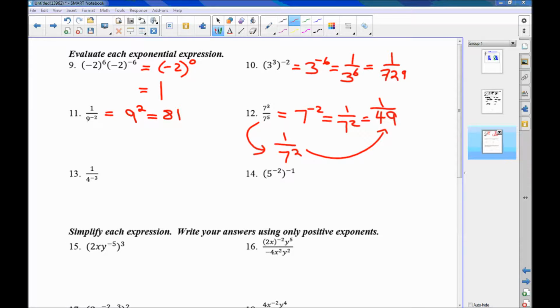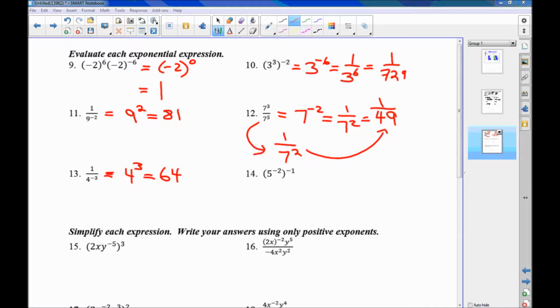So the book will always say you take the top exponent minus the bottom exponent and keep the base on top. But I like to say which exponent is bigger. It makes the problems go faster. Okay. In number 13, we have 1 over 4 to the negative 3. So the base has an exponent that's negative, so we move it up to the top and make the exponent become positive. 4 to the third power is 64.